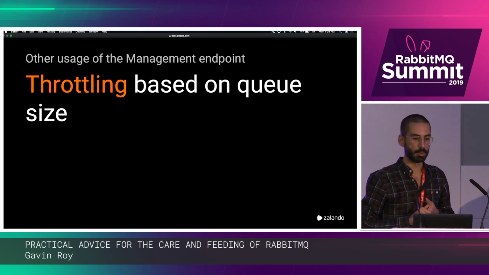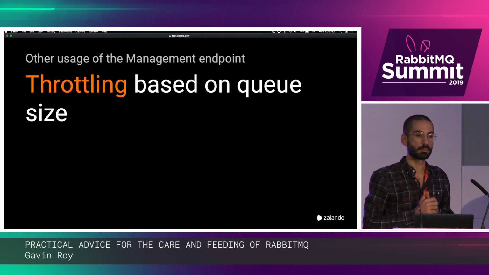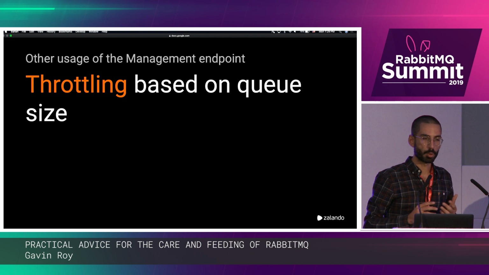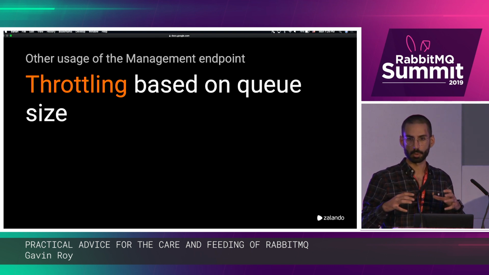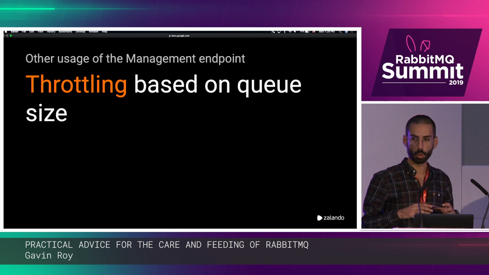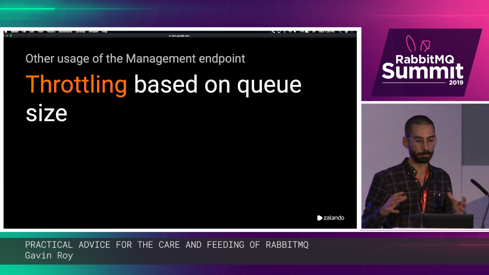And the other thing that we did is another usage of the management endpoint that we use for flow control, parking and processing messages in an exponential back-off manner. As I mentioned earlier, we rely on RabbitMQ as an inter-product broker, but at the same time within the company we have an event streaming platform.